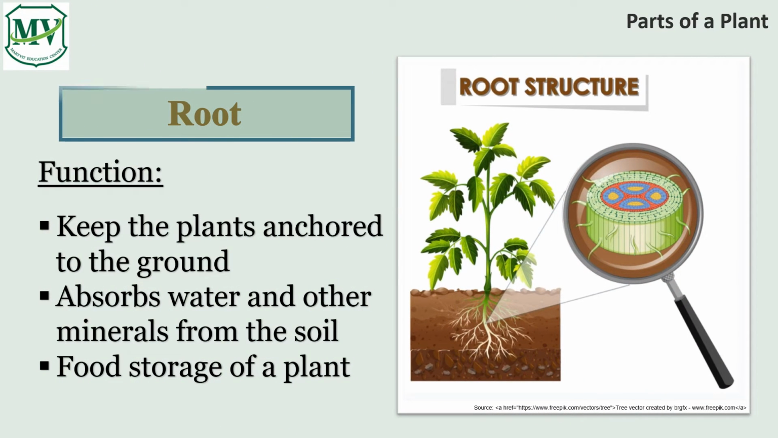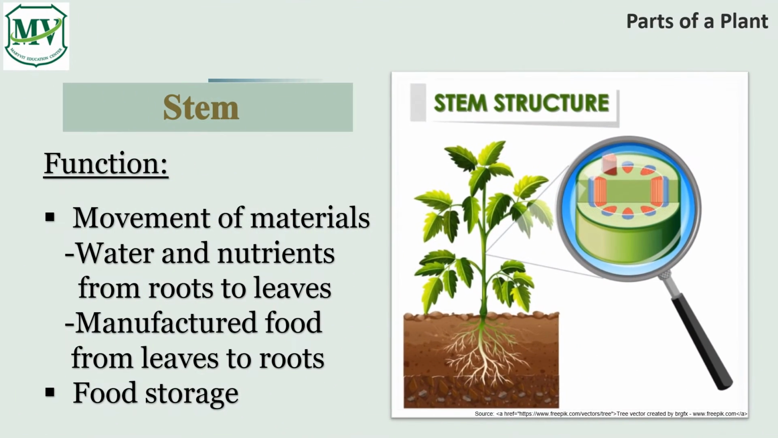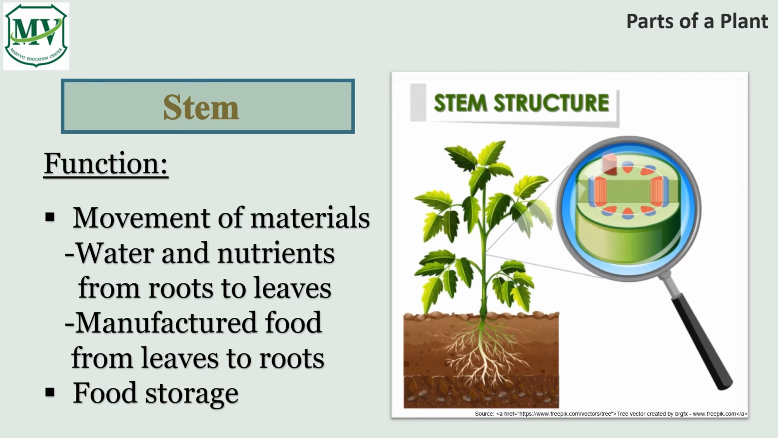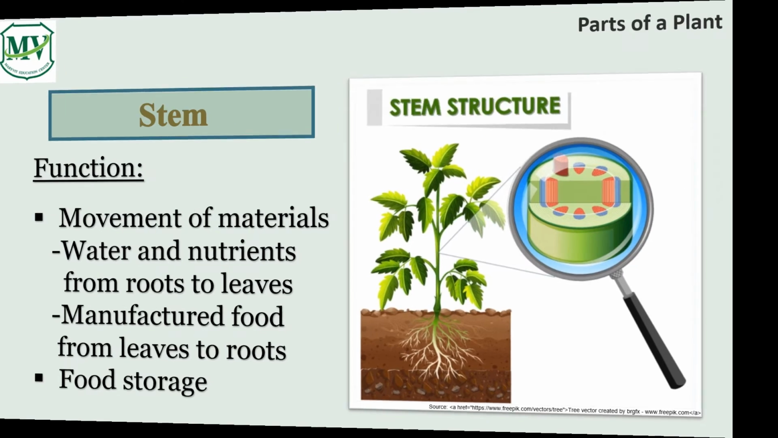Root. The roots keep the plants anchored to the ground, absorb water and other minerals from the soil, and are also used as food storage of a plant. Next is the stem. The stem allows the water and other nutrients from the roots to move throughout the plant, as well as carries food from leaves to roots and acts as food storage, where this food and water pass through the tube-like tissues called xylem and phloem.